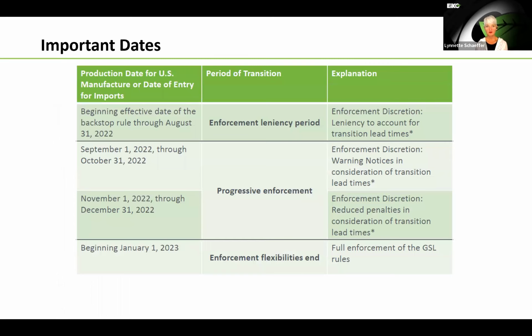Now, as a manufacturer, we do have some time to so-called get our ducks in a row prior to these penalties being enforced. However, we also don't want to wait until the last minute. So according to this chart, the production date or date of entry into the US begins January 1st, 2023. And this is when full enforcement of these rules will go into effect. Now, our plan at EiKO is to try to stop selling to distribution by the end of 2022.